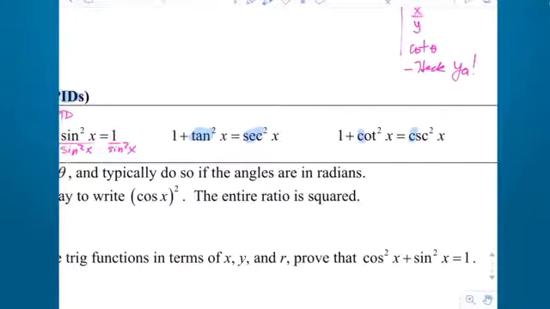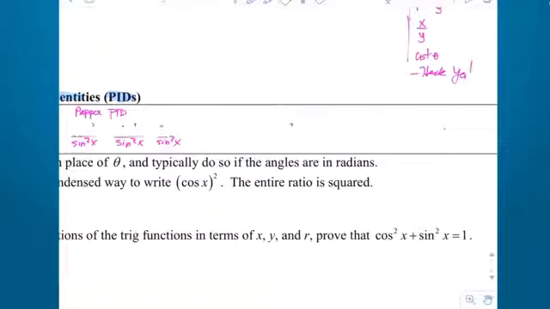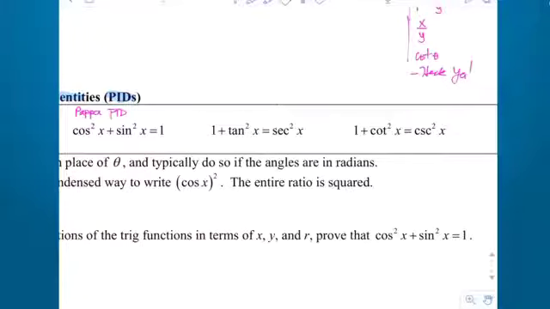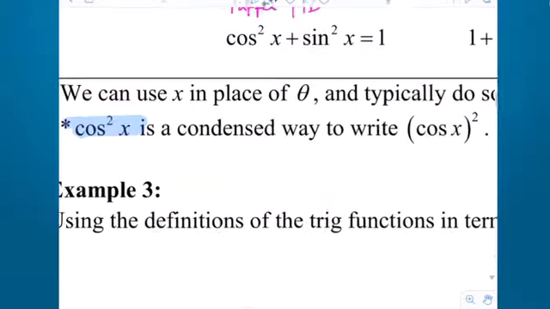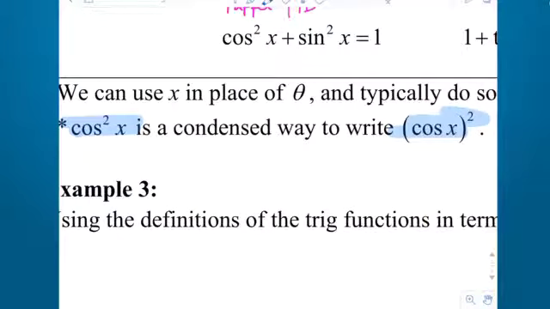You do have to memorize those. These are wildly used, with reckless abandon. We use these quite a bit, especially in calculus. We use them a lot. Now, just another reminder that if you see something like cosine squared, sine cubed, what are we actually squaring? The whole ratio, right? It's a condensed way to write cosine of x quantity squared, all right?